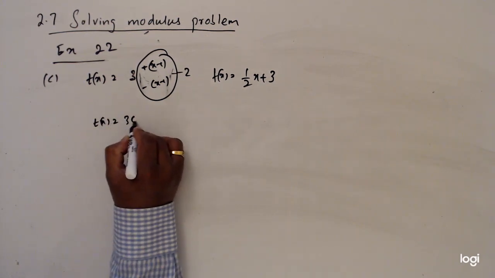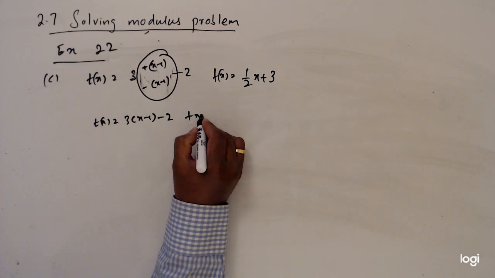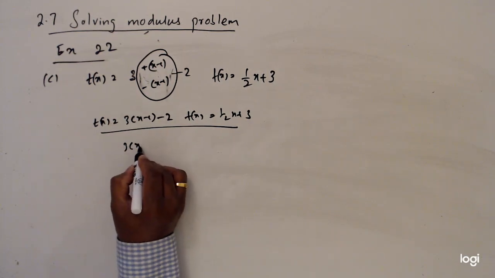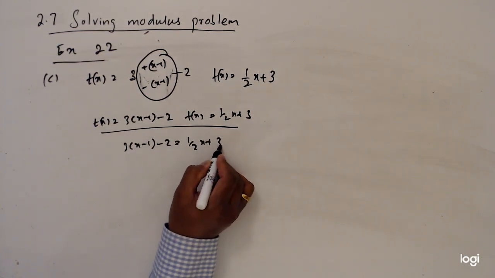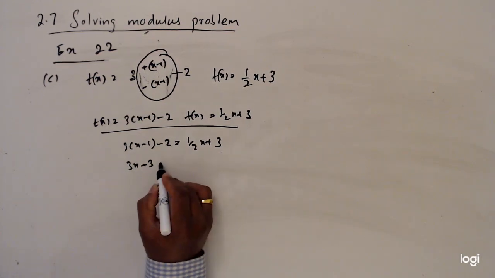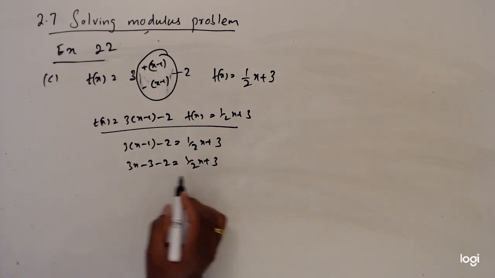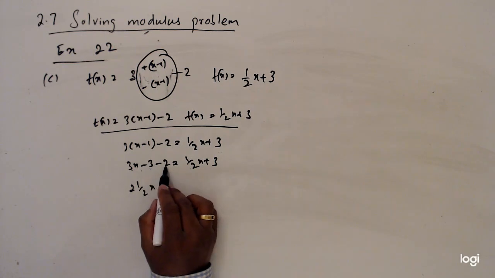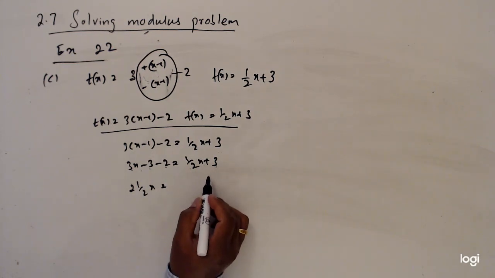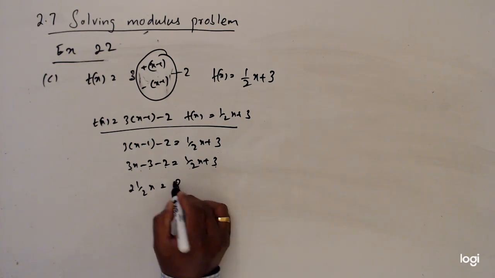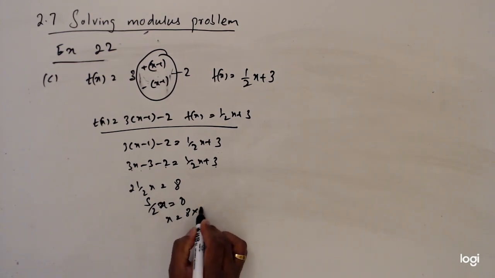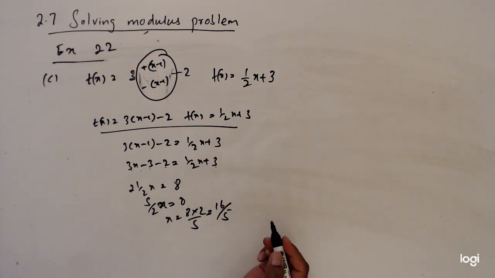Tx equal 3 times x minus 1 minus 2, and tx equal half x plus 3. Then by substituting, 3 times x minus 1 minus 2 equal half x plus 3. Then 3x minus 3 minus 2 equal half x plus 3. So 3x minus half x, that is 5 over 2 x, equal minus 3 minus 2, no, 3 plus 5, 8. So 5 over 2 x equal 8, x equal 8 times 2 over 5, 16 over 5.